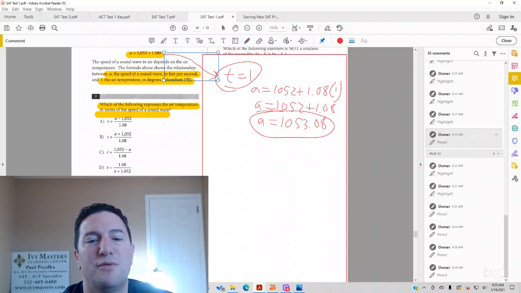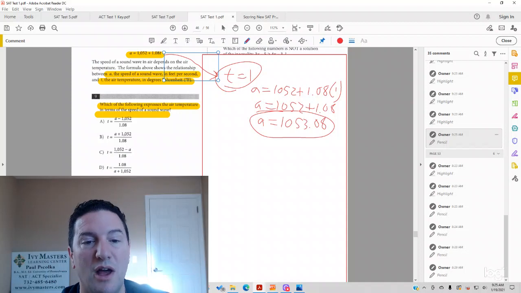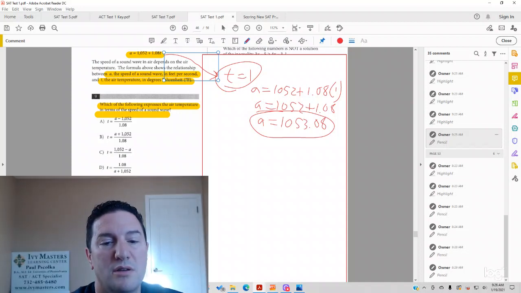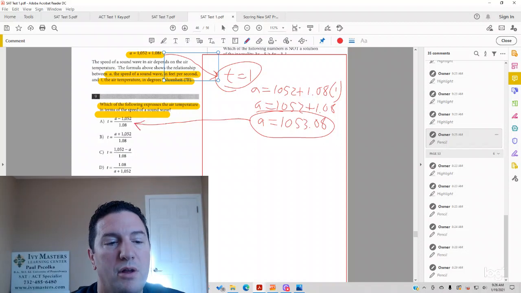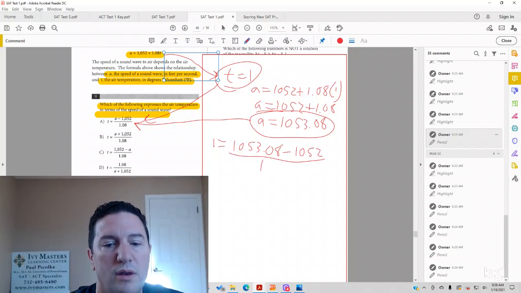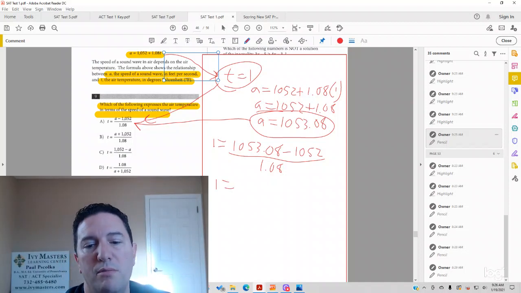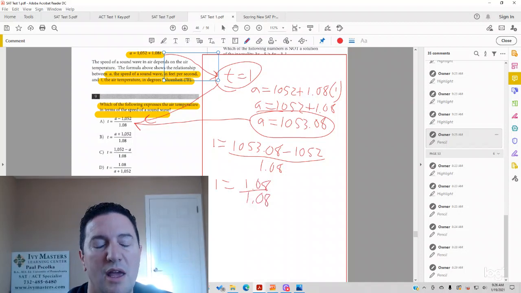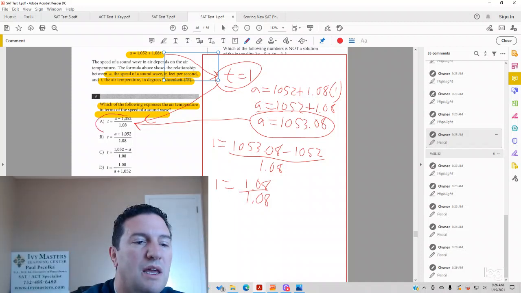Now, I've got my T, I've got my A. If I plug those values into the correct equation, they've got to work. So notice where to determine that A is the correct answer. If I plug A in, 1053.08, and my T, what I get is that 1 equals 1053.08 minus 1052 over 1.08. 1 equals, and if you subtract 1053.08 minus 1052, you get 1.08 over 1.08, and anything on top of itself equals 1. Once again, A is your correct answer.